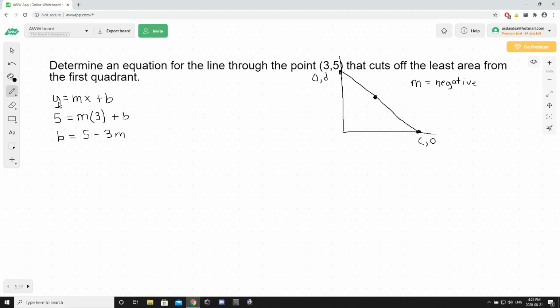So that's what I'm going to do. I'm going to take y = mx + b, and in place of b, I'm going to plug in this new expression for b. So here I have y = mx + 5 minus 3m.